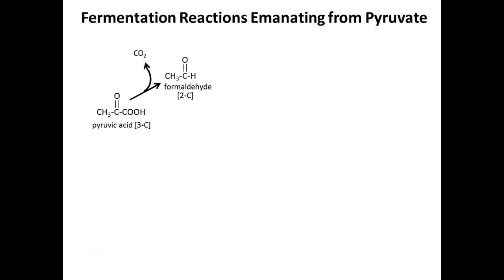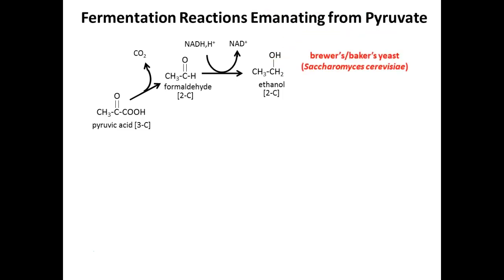So formaldehyde is one of the things that forms when you remove carbon dioxide from pyruvic acid. And then we can add the electrons back from the NADH from glycolysis, and you form one of our favorite molecules, ethanol. Good old alcohol, right? Brewers or bakers' yeast actually do this process. Saccharomyces, that we looked at the beginning of the semester, will take glucose and break it down and form ethanol, under certain conditions.